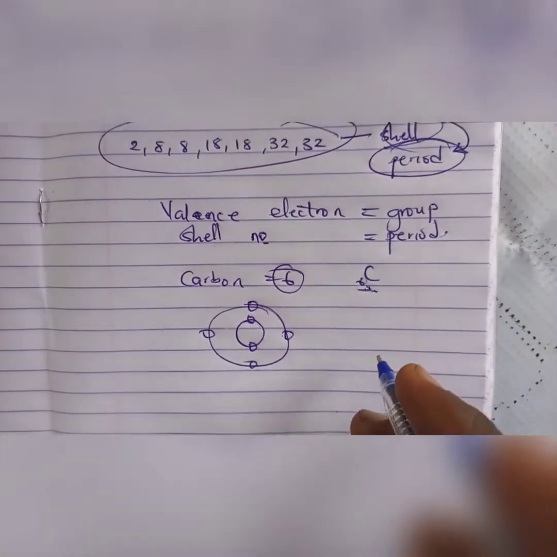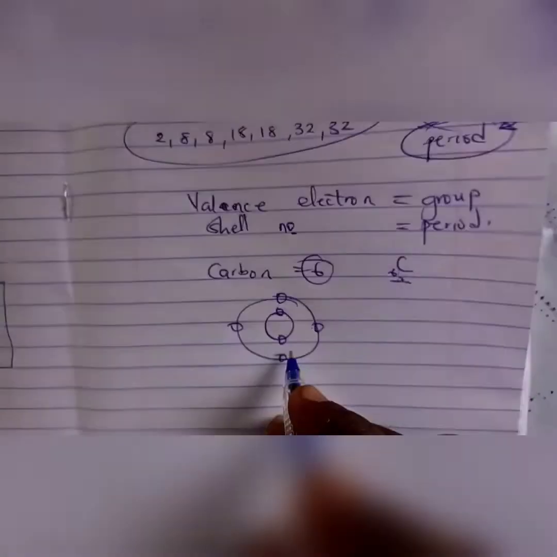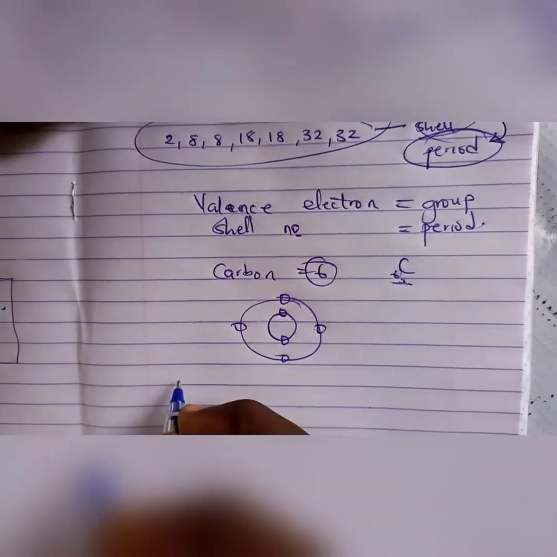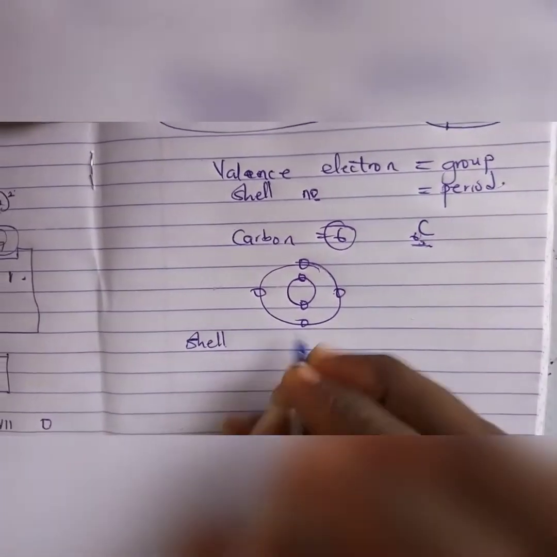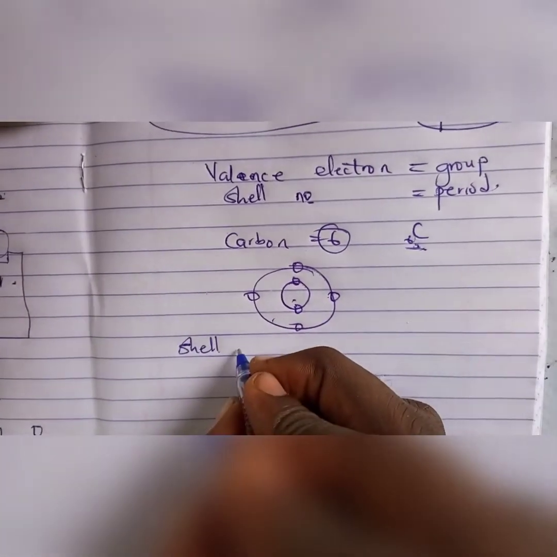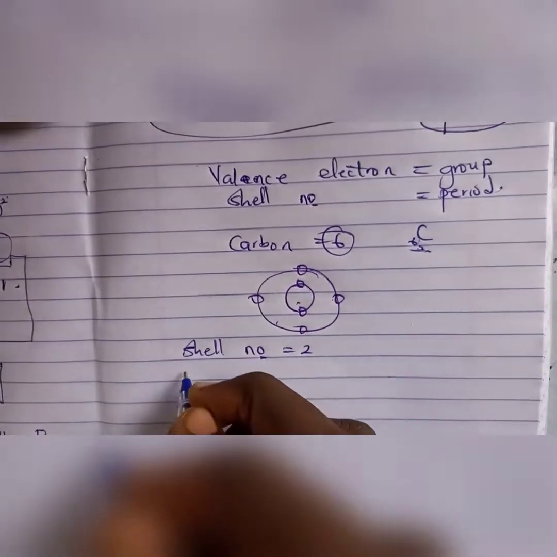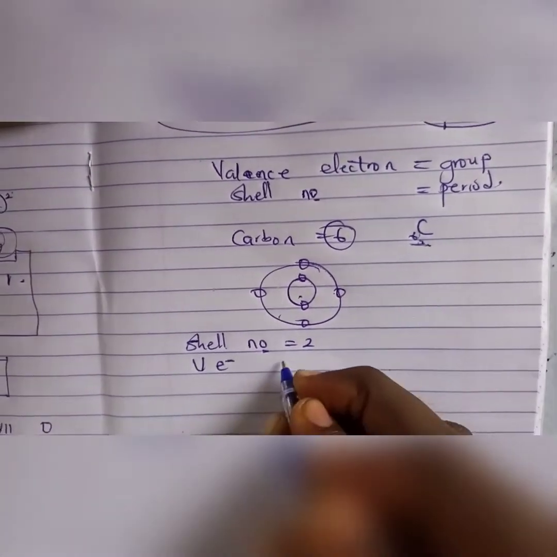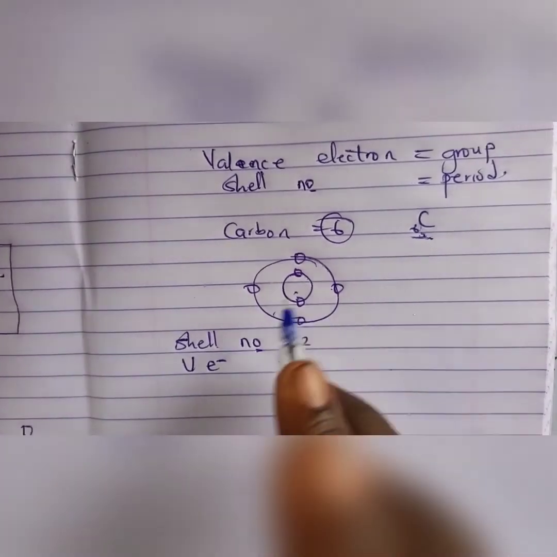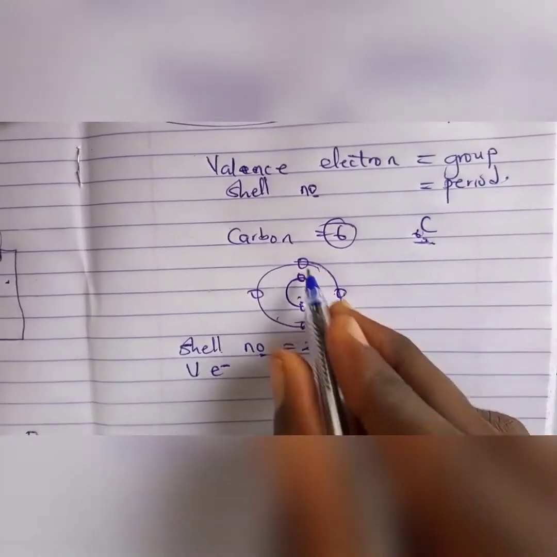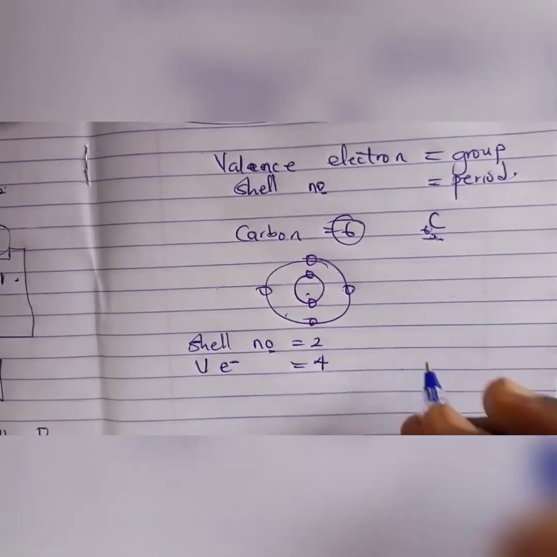If you are able to draw the structure correctly, the first thing that will come to your mind is how many shells are present? We have 2. So shell number is 2. Then how many valence electrons? Whenever we talk about valence electrons, it means number of electrons in the outer shell. So how many valence electrons are present? That is 1, 2, 3, 4. We have 4 valence electrons.